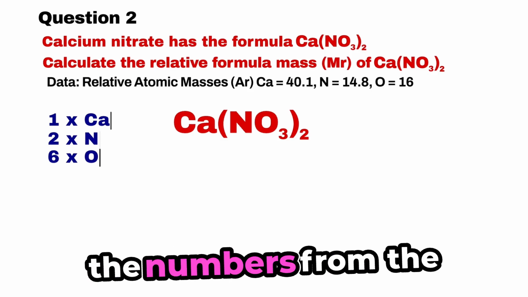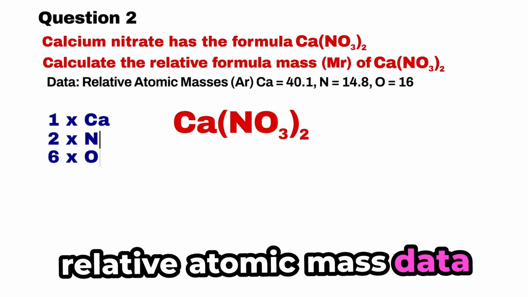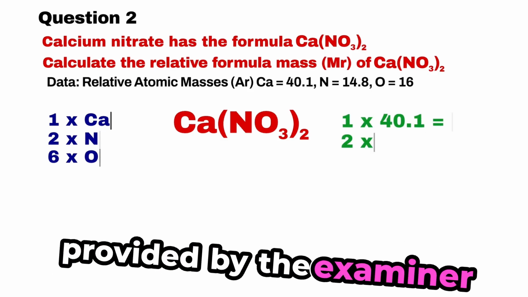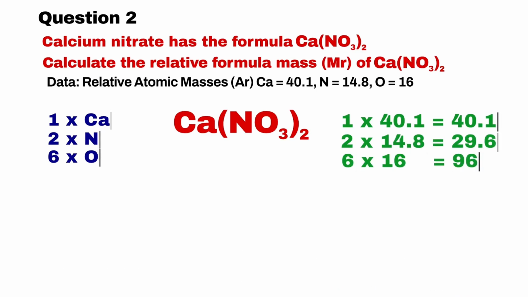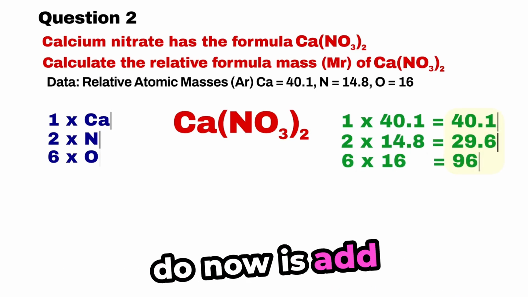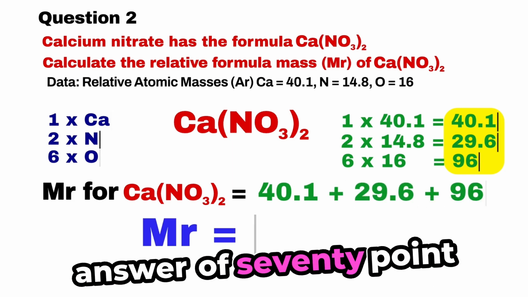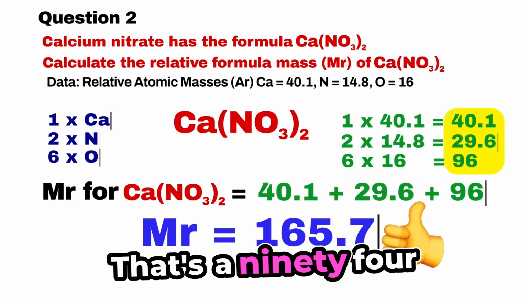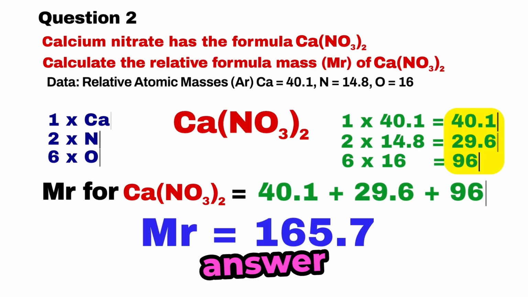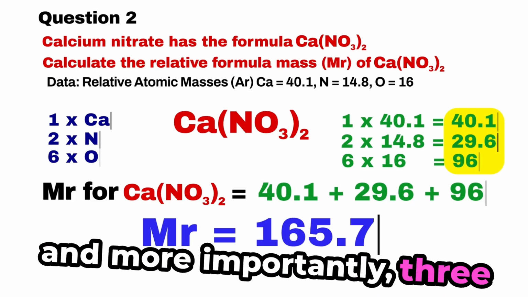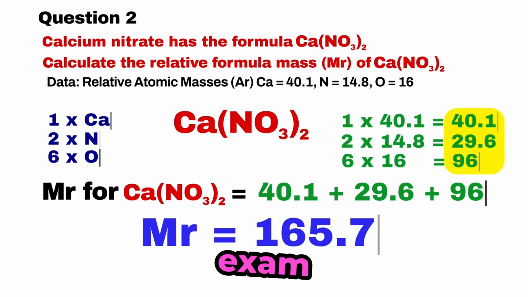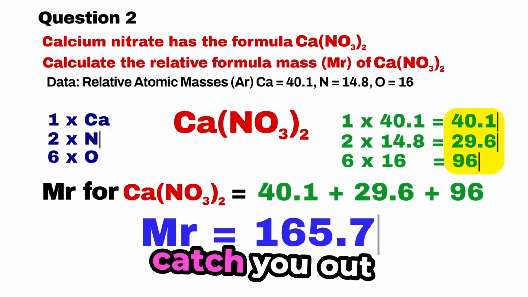So let's fill in the numbers from the relative atomic mass data provided by the examiner. All we need to do now is add up the totals. Remember the first incorrect answer of 70.9? That's a 94 mark difference in your answer, and more importantly, 3 extra marks in your exam. Don't let the subscript catch you out.